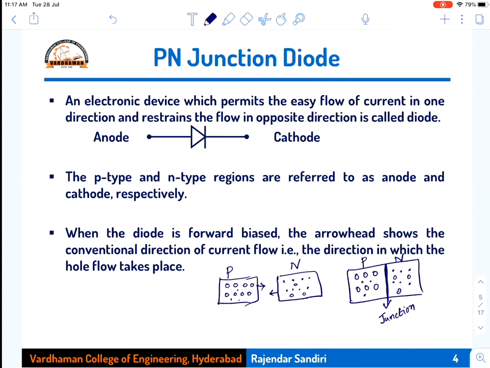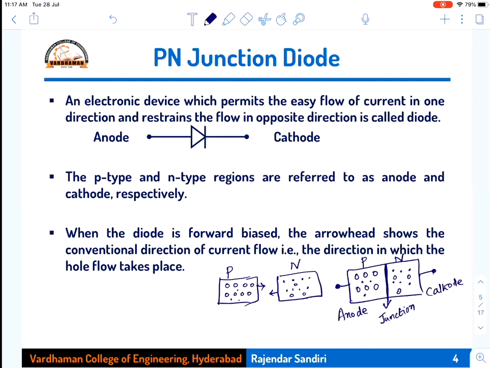That we call a p-n junction diode. The name diode has come because it has got two electrodes. Di means two, ode means electrodes. Two electrodes are there: one is the p side, the other is the n side. P is related to positive, or holes, or majority charge carriers. So this p side we call the anode, and the n side we call the cathode. These two, anode and cathode, are called electrodes.